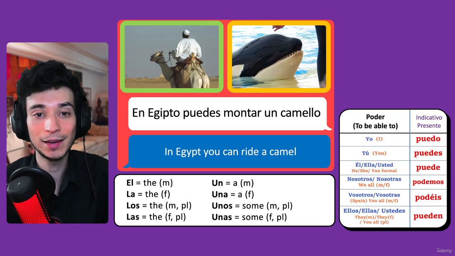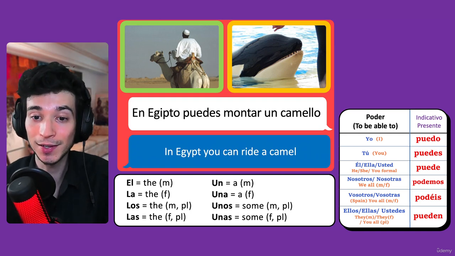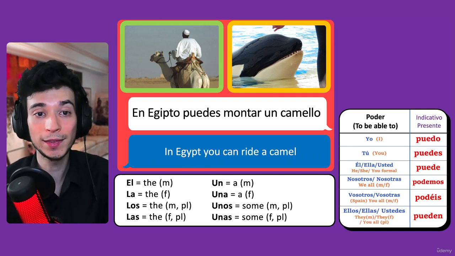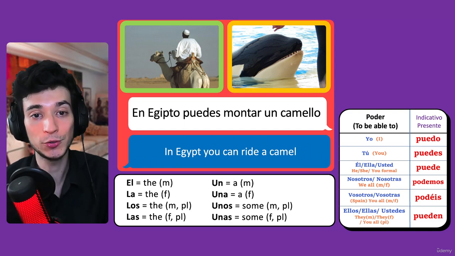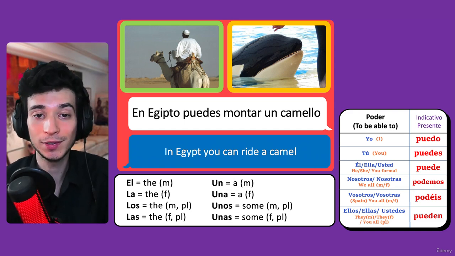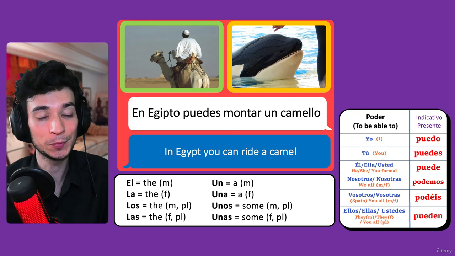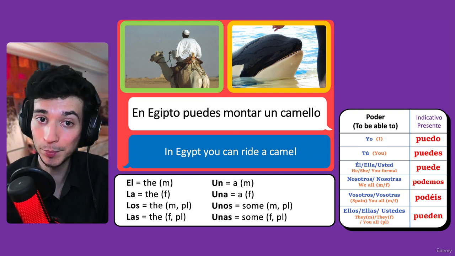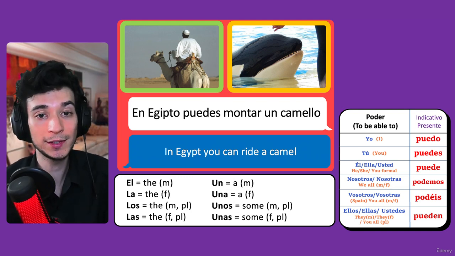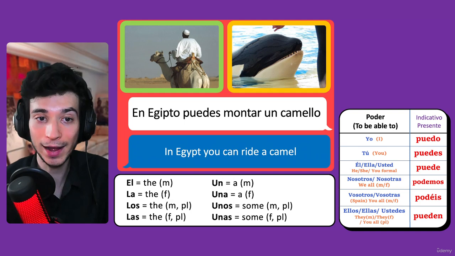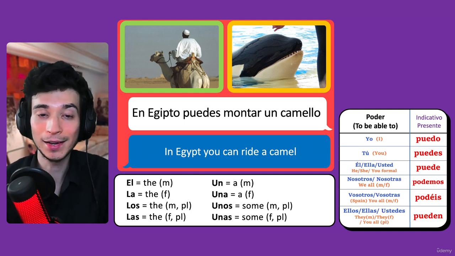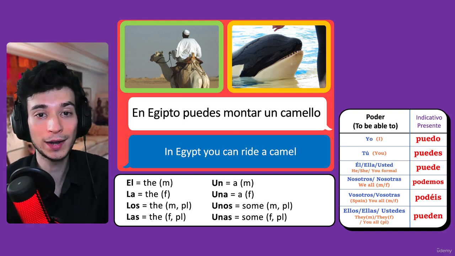Okay. And it's time for examples. The first example is: en Egipto puedes montar un camello. In Egypt, you can ride a camel. En Egipto puedes montar un camello.